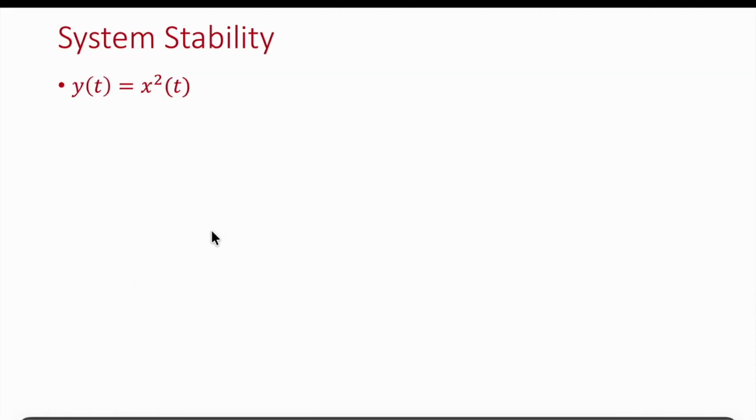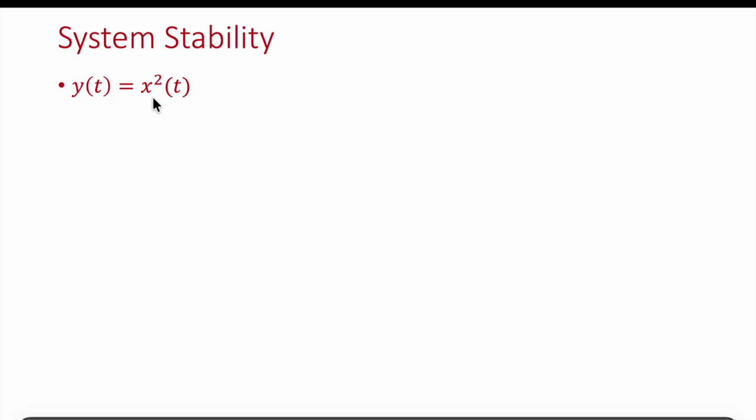The responses of the system are given, and it is asked whether the system is stable or unstable. You need to say after looking at the given response. So if the response of the system is y of t equal to x square of t, then it is asked whether the system having this response is stable or unstable.